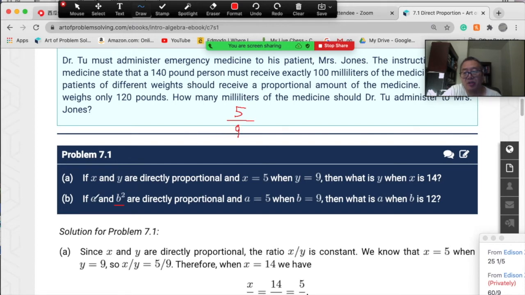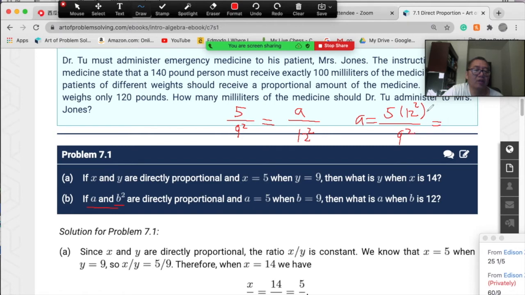But they tell you a and b squared are proportional. So then you need the square of this 9. This one equals a over 12 squared. You need to solve this equation because they tell you a and b squared are directly proportional, not a and b. So then we can solve this equation by 5 times 12 squared, then divided by 9 squared.